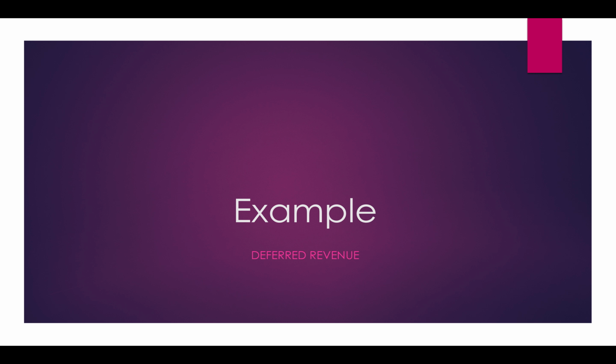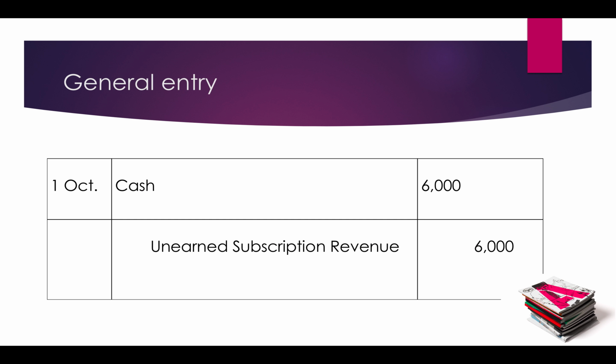An example of a deferred revenue is if a company sells a 12-month subscription for a service on their website. Let's say the company receives $6,000 for 500 subscriptions. We would first record the transaction in a general journal as a debit of $6,000 in the cash account and a credit of $6,000 in the unearned subscriptions revenue account.